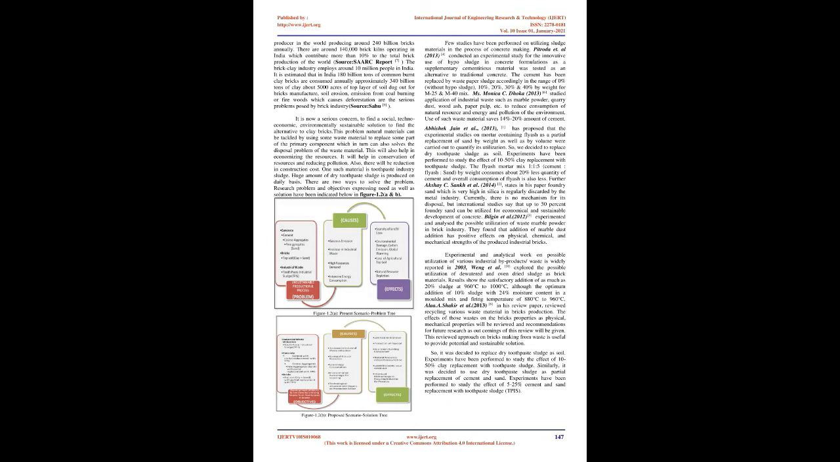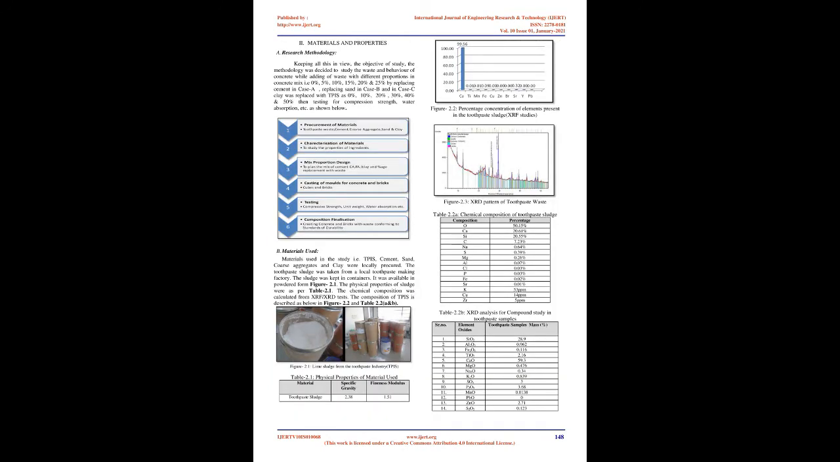Also, there will be reduction in construction cost. One such material is toothpaste industry sludge. Huge amount of dry toothpaste sludge is produced on daily basis. There are two ways to solve the problem. Research problem and objectives expressing need as well as solution have been indicated below in figure 1.2, A and B.